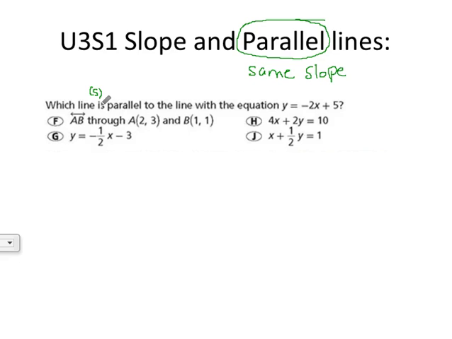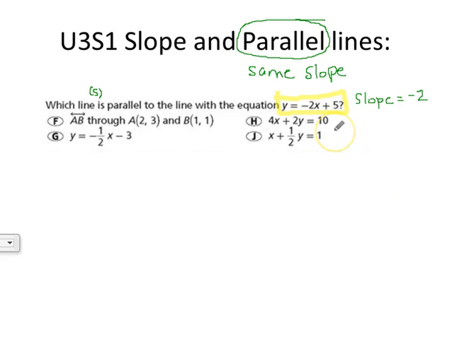So take a look at this question, and if you want to try this on your own first, go ahead and click pause now and try the work on your own. Otherwise, I'm going to go through this right now. Again, which line or lines is parallel to the line with the equation? We're focusing on this equation right here: y equals negative 2x plus 5. So what is the slope of this line? Remember, the slope is going to be the number multiplied by your x. So the slope of this line is equal to negative 2.